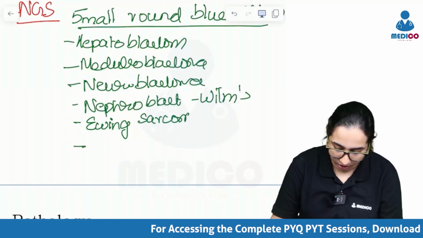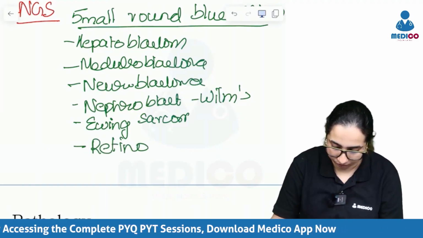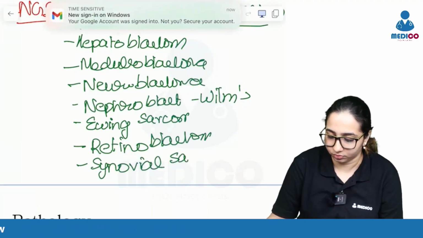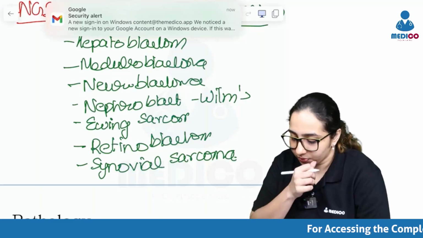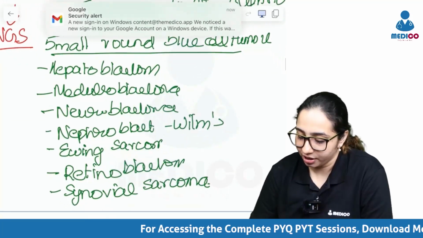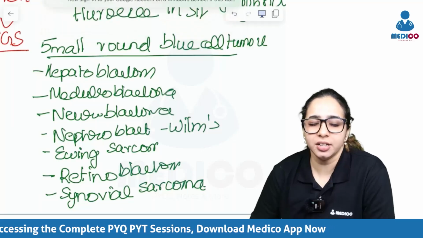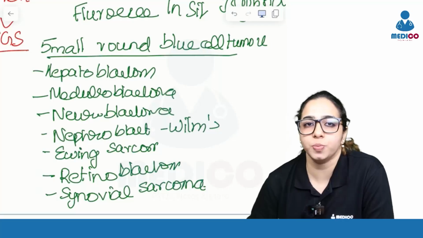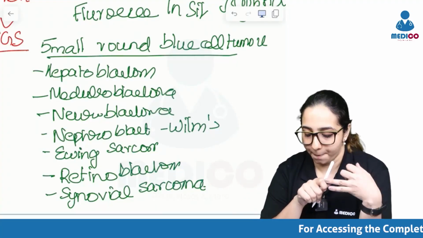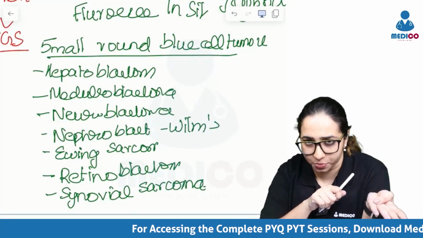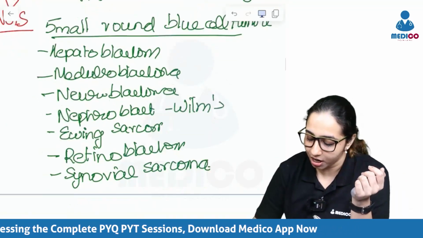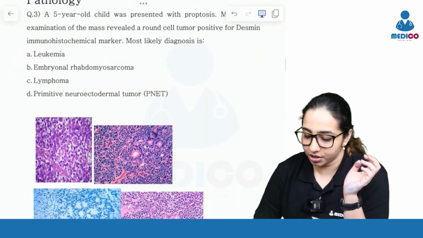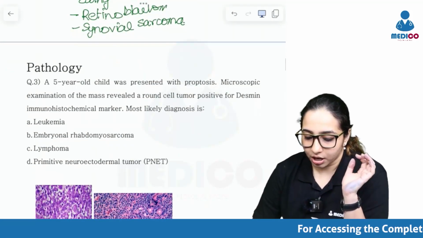Then you have retinoblastoma and synovial sarcoma. Again, this is an extra point. Please write it down in your notebook and look at it before you enter the examination hall, either in the morning or the day before. Small round blue cell tumors: hepatoblastoma, medulloblastoma, neuroblastoma, nephroblastoma, Ewing sarcoma, retinoblastoma, and synovial sarcoma. Okay, so that is all about that question. I hope it is clear.